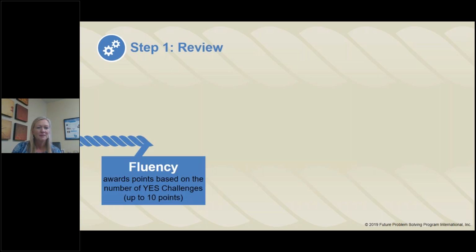Okay, this brings us to our review of step 1, and we'll stop at each aspect and ask for any clarifying questions before we move on. So fluency. Fluency is the awards that are based on the number of yes challenges. They are up to 10 points, even though the students write up to 16 challenges. There is a scale on the score sheet that you will award up to 10 points. Are there any questions on evaluating fluency? Okay.